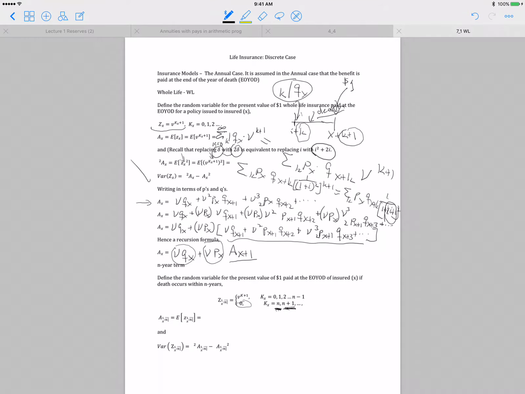Okay, so what do we do? Well, we just truncate the sum above. Notice the random variable looks a lot like the term insurance random variable we've seen before, except there's no bar on top to indicate the continuous part, because this is the discrete case. So the discrete random variables and the discrete symbols don't have that bar on top.